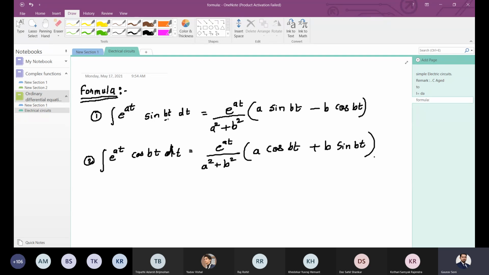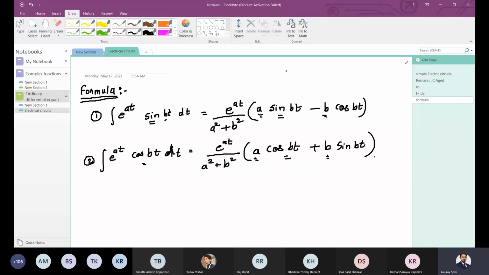But still, you can see that if there is sine, then sine is written first here. If the integration is for e to the power at cos bt, then cos of bt is written first. Then you have this order preserved, a b a b. Just changes the sign between them. When there is sine of bt, then there is minus sign between the two terms. And if there is cos of bt, then there is plus sign. Okay. This can be further modified.